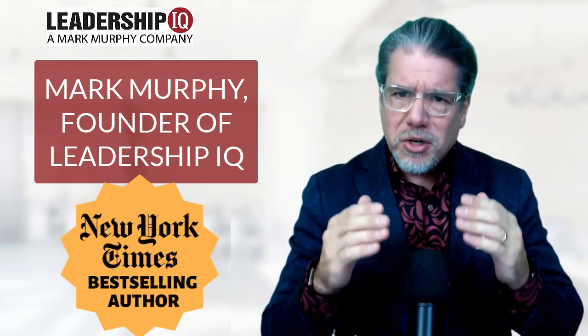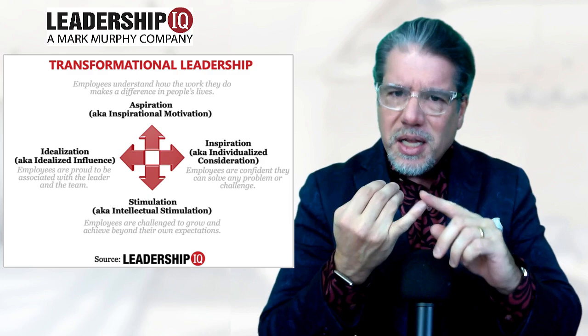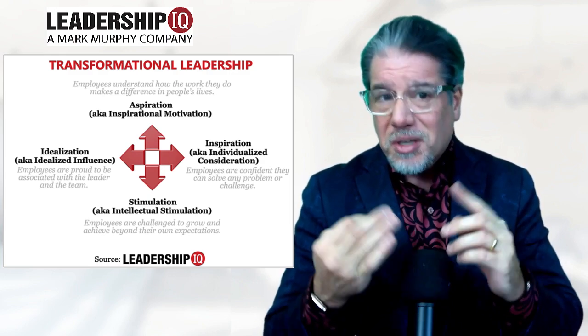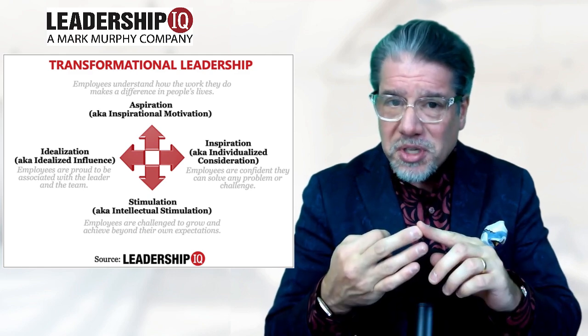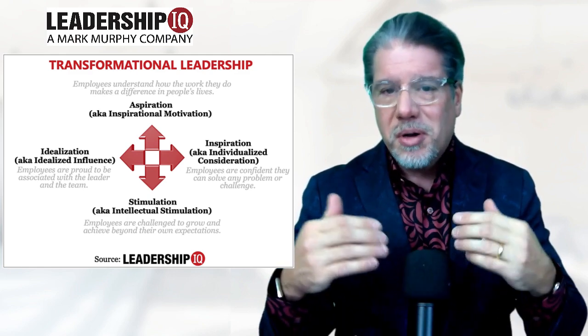I want to take just a minute here and break down some of the differences between transformational leadership and transactional leadership. So transformational leadership is essentially comprised of really four major things. Inspirational motivation, also known as aspiration. Individualized consideration, also known as inspiration. Intellectual stimulation, also known as just stimulation. And idealized influence, also known as idealization.